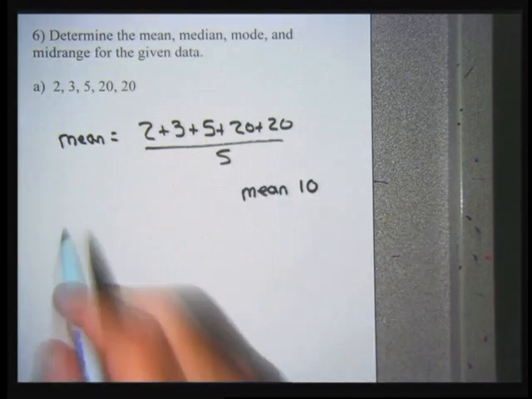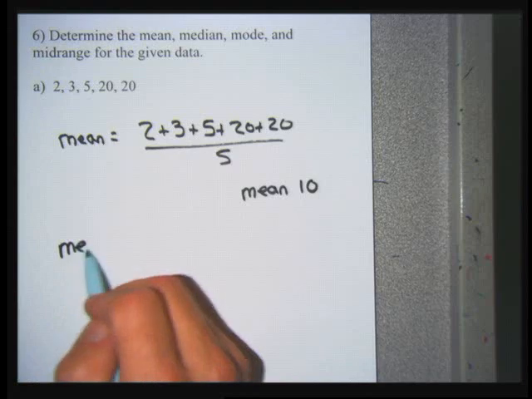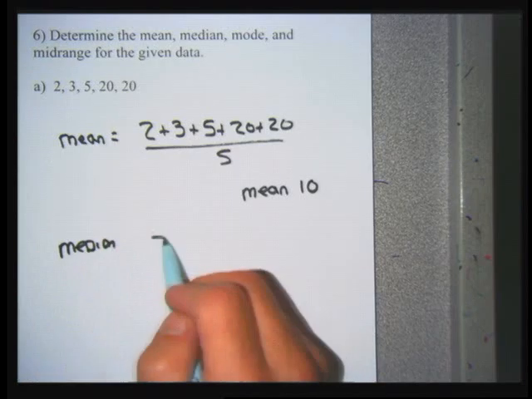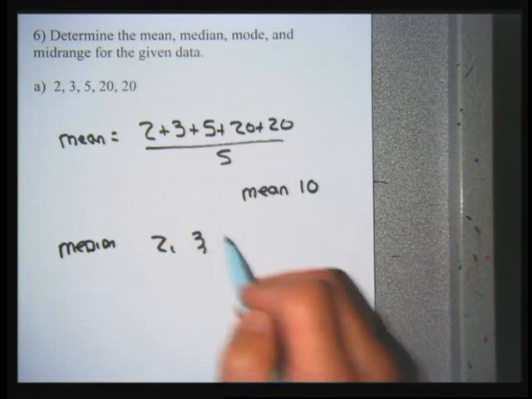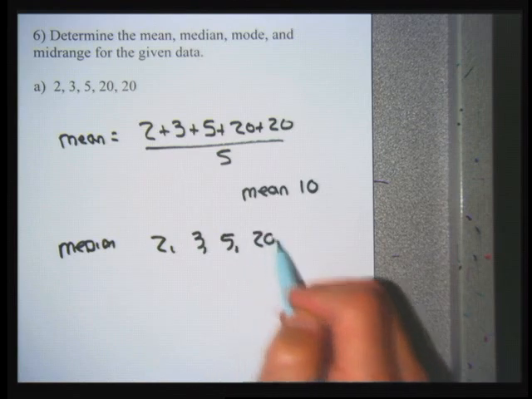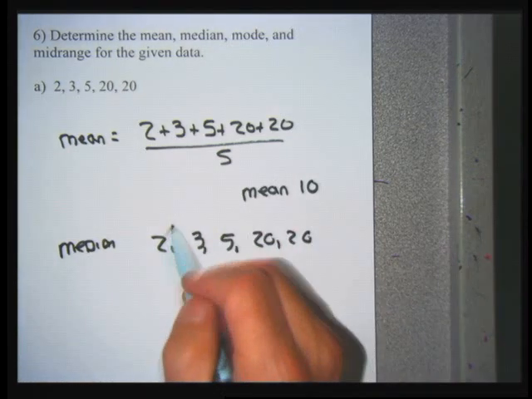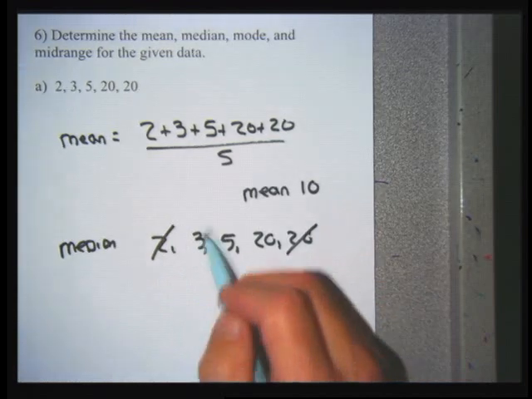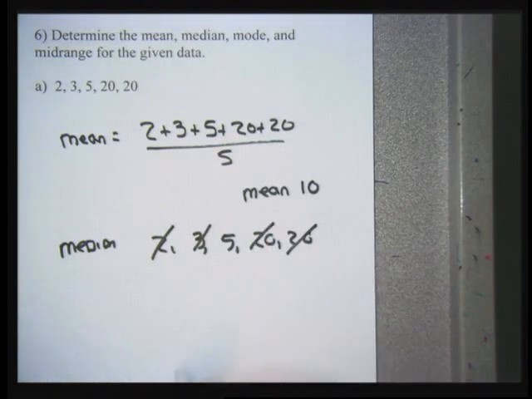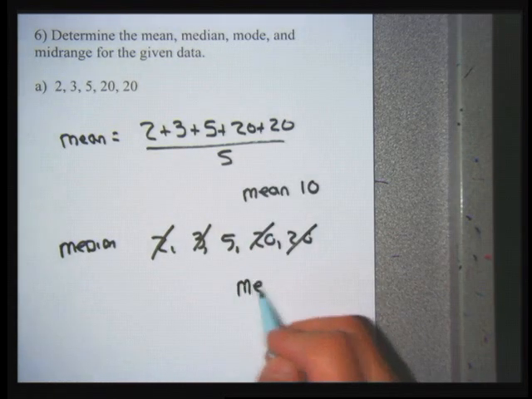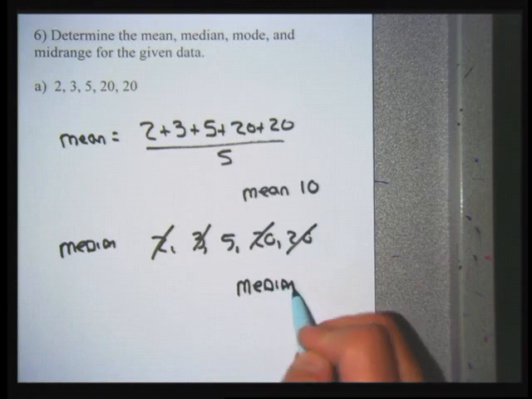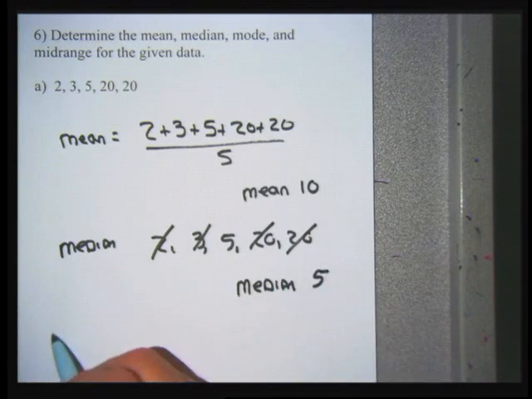For the median, it's the middle piece of data. So the numbers have to be ranked or written in order. To find the median, I cancel out the first and the last, the second and the second from the last, and for this problem there's one number left in the middle, and if that's the case, that number is the median.